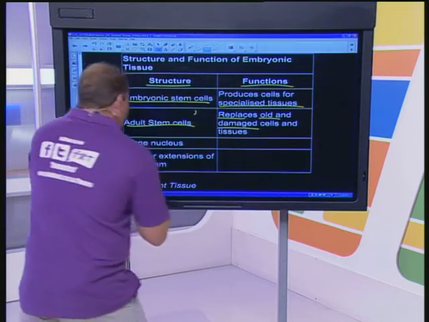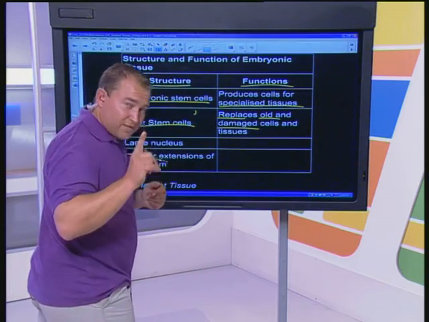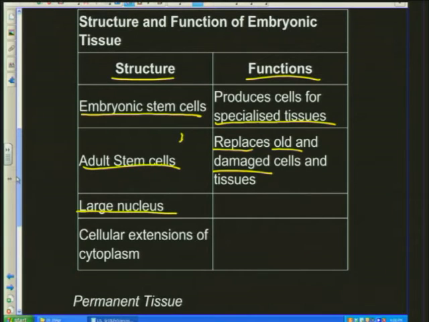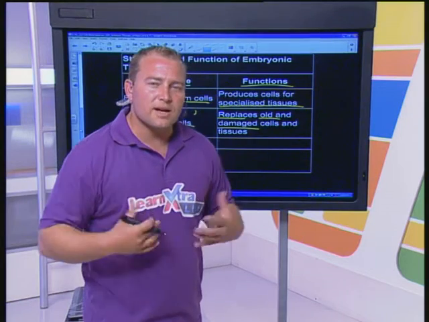These cells are very important because they have large nuclei, and they have cellular extensions of the cytoplasm. So it moves out more, and they extend quite nice and big.